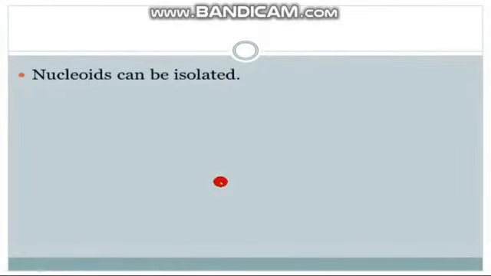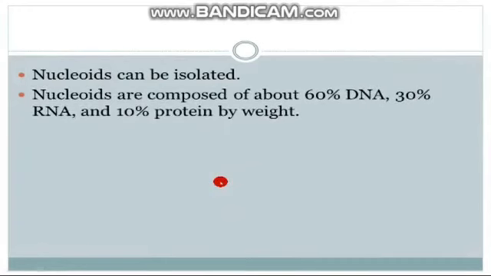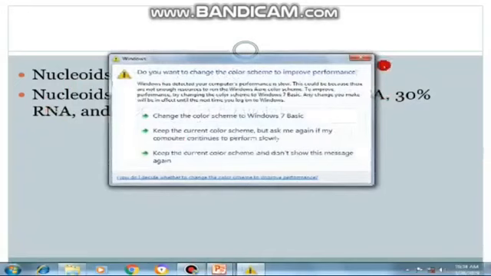Nucleoids can be isolated. When we treat the cell with different kinds of chemicals, we can easily isolate the nucleoid. Nucleoids are composed of about 60% DNA. This is very important: it is composed of 60% DNA, 30% RNA, and 10% protein. So these are the important materials of which the nucleoid is composed.